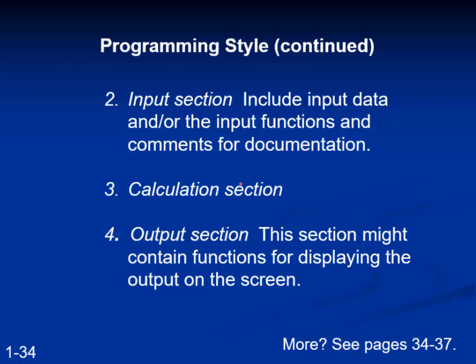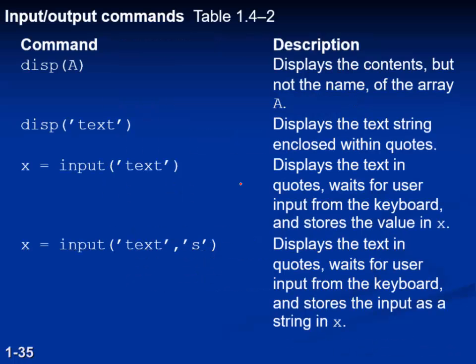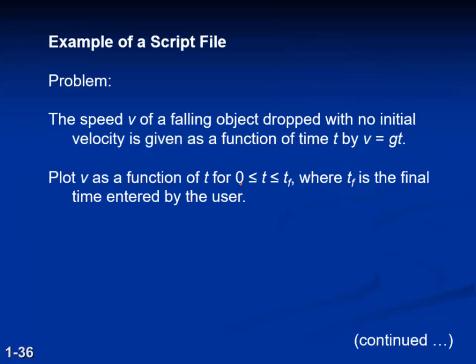So, programming style, and calculating again. Input commands: this is really getting into input and output commands. This is display, and X is equal to input text. Here it displays the text in quotes and waits for user input. I don't use this very much, but we could, for example, write a script file where you enter the load and then the person would enter the load, if you had one variable that would change.